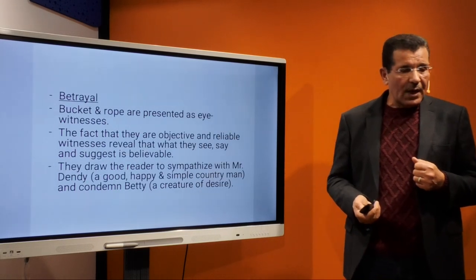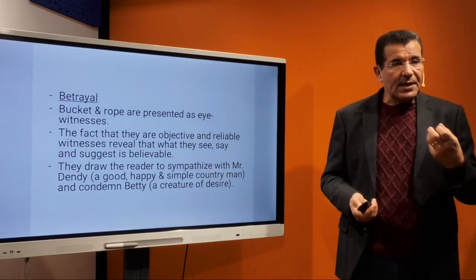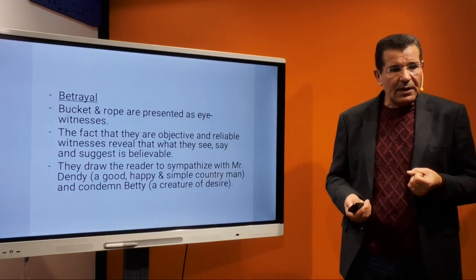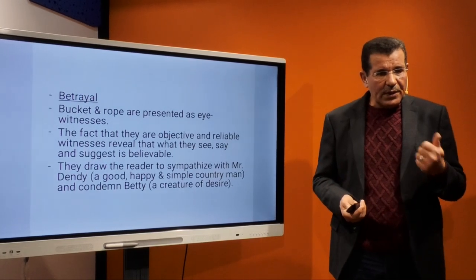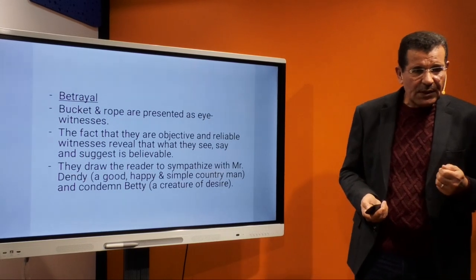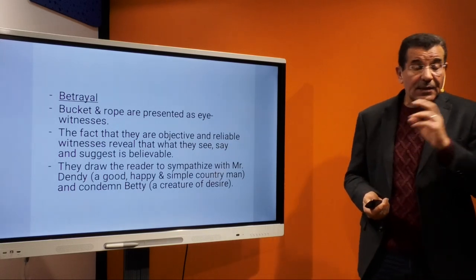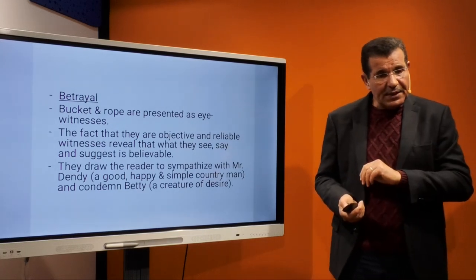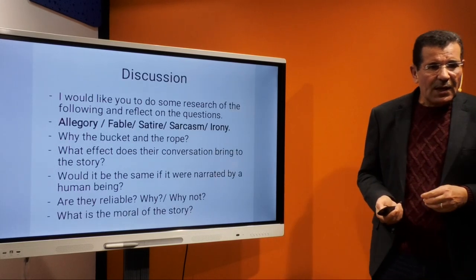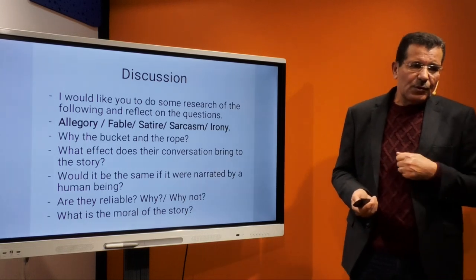Also, another important theme is betrayal. Bucket and Rope are presented as eyewitnesses, and the fact that they are objective and reliable witnesses reveals that what they see and say is believable. And they draw the reader to sympathize with Mr. Dandy, a good, happy, and simple countryman, and condemn Betty, a creature presented in the story as a source of desire.